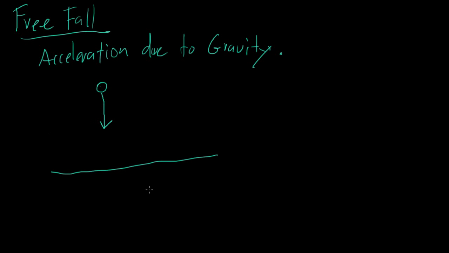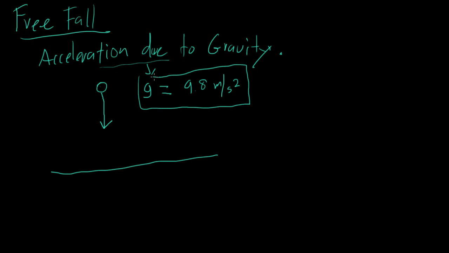So, acceleration due to gravity is often called g, lowercase g, and that is 9.8 meters per second squared. g equals 9.8 meters per second squared. That's a constant you should probably just know off the top of your head. So make sure you commit to memory that the acceleration due to gravity is 9.8 meters per second squared.